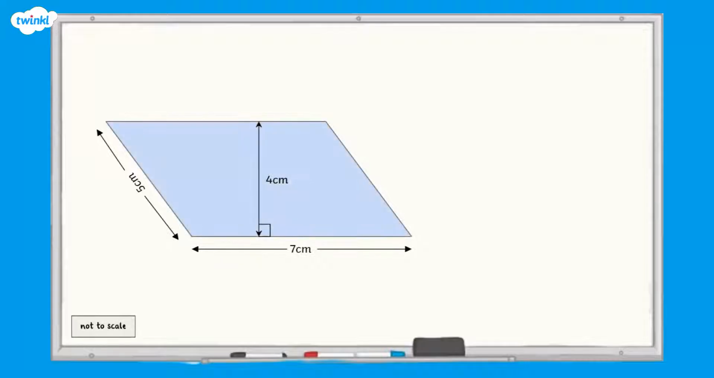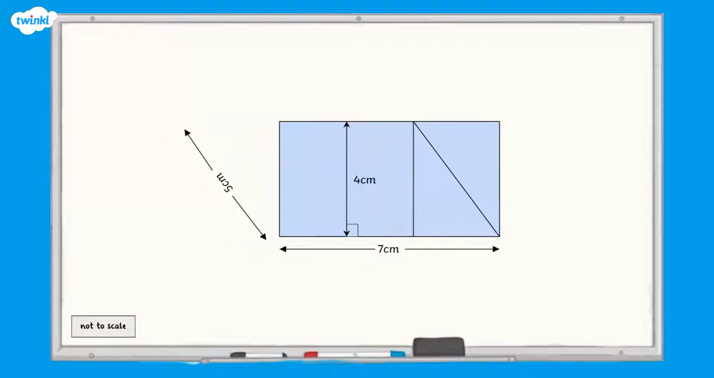To find the formula to calculate the area of a parallelogram, let's look more closely at this parallelogram. We can divide the shape into a rectangle and two identical triangles. If we were to take one of the triangles and move it to the other side of the shape like this, we can see that we have made a larger rectangle. We haven't changed the area of the shape by doing this.